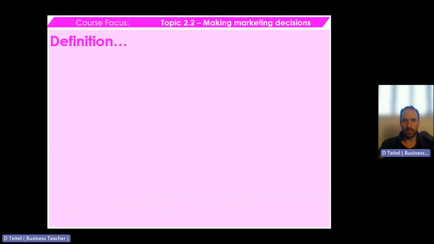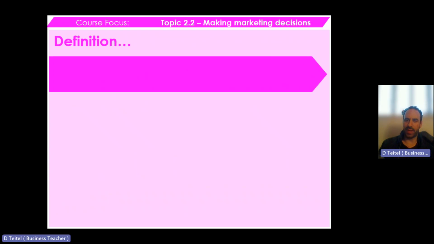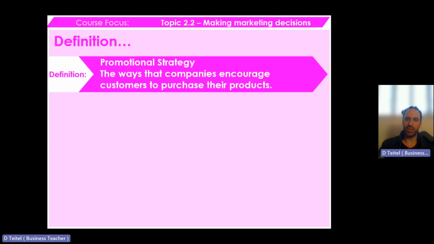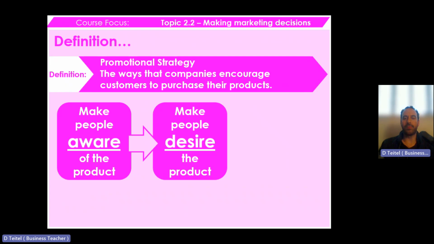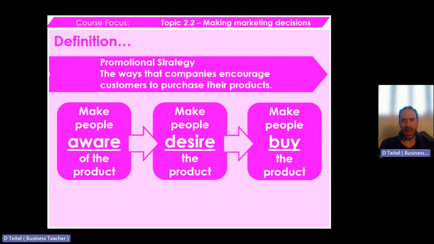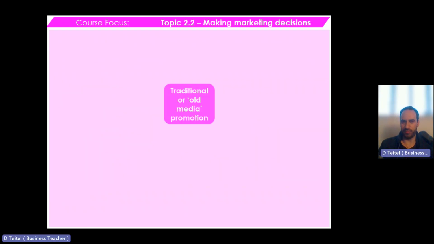2.2.3, promotion. The definition we're looking at here is promotional strategy: the way that companies encourage customers to purchase their products. So what you're doing with promotion is you're making people aware of the product, you want to make people desire the product, and you want to make people buy the product. That's the whole idea of what your promotional strategy is aiming for.